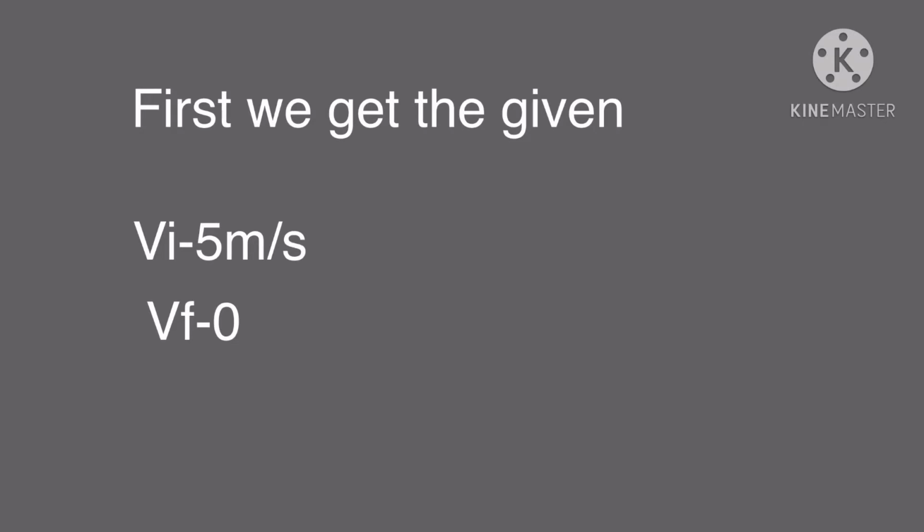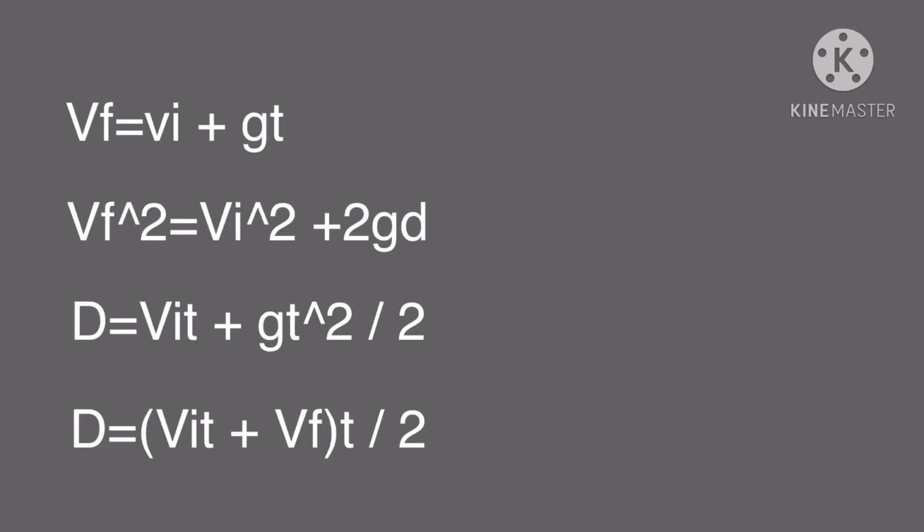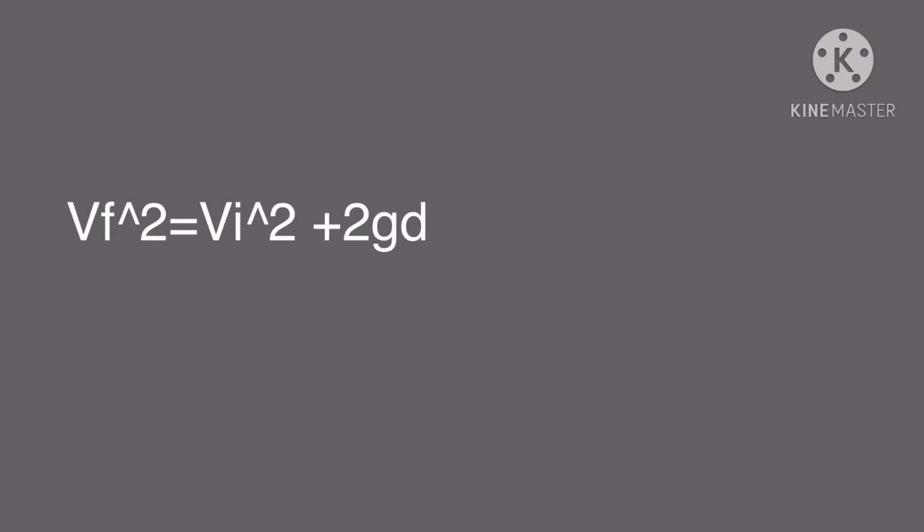Next, we have the final velocity. It is 0 because it decelerates at the top. Lastly, we have the gravity, which is negative 9.8 meters per second squared. What we're looking for is d, the displacement. The next thing we are gonna do is use one of the kinematic equations. Go with equation number 2, which is Vf squared equals Vi squared plus 2gd.